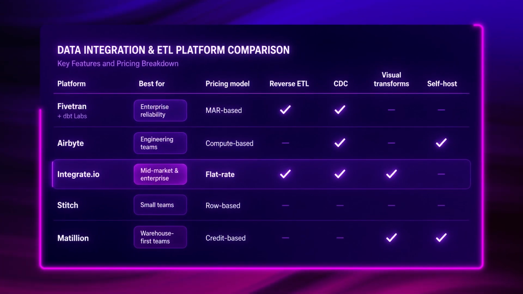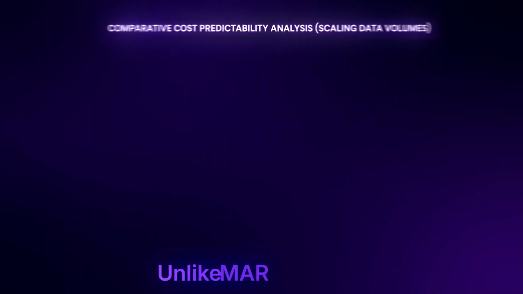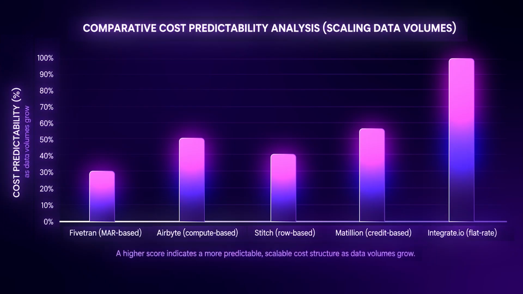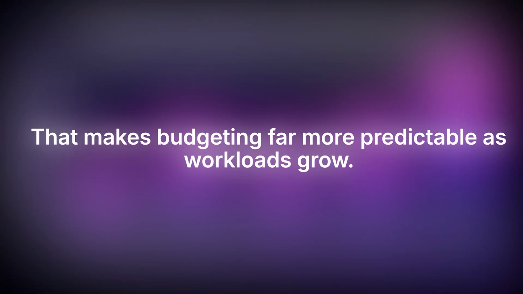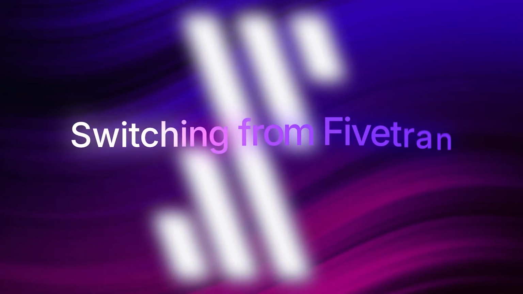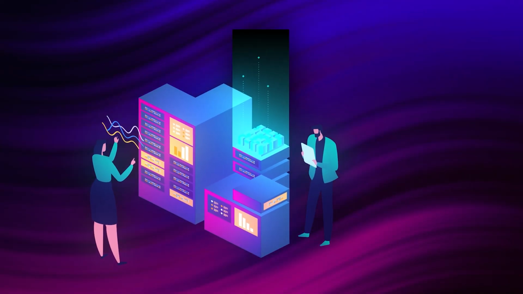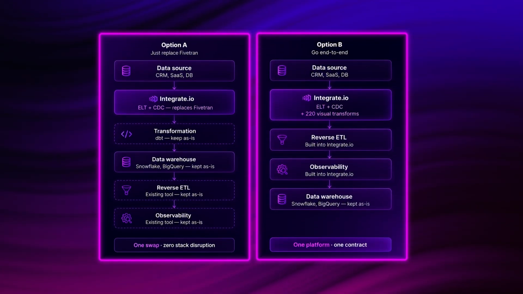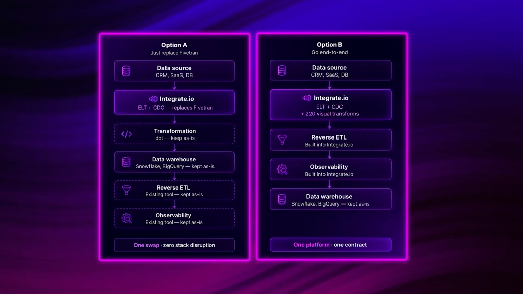Which ETL platform offers predictable pricing? Unlike MAR pricing, Migrate.io uses flat-rate pricing with unlimited data volumes. That makes budgeting far more predictable as workloads grow. Switching from Fivetran doesn't have to mean redesigning your entire data stack. Many organizations migrate to Migrate.io while keeping the rest of their architecture exactly as it is.